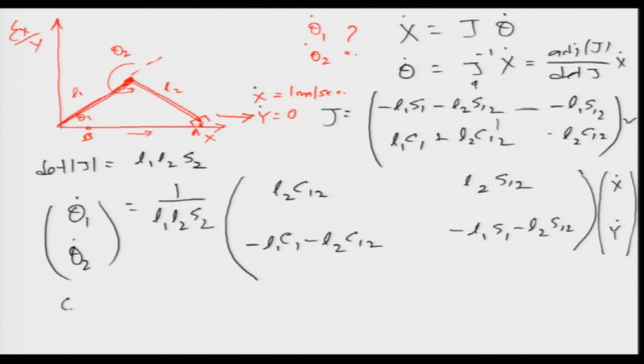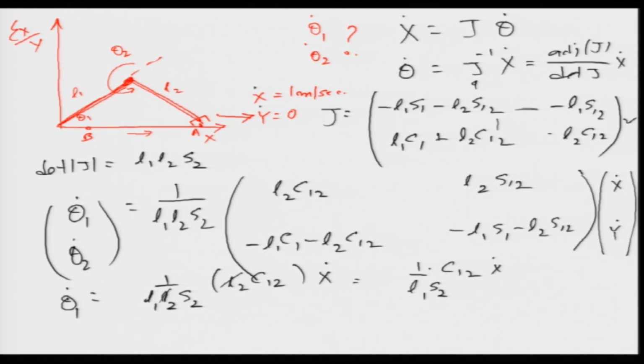If I want to find, for the first one, theta 1 dot is equal to 1 by L1 L2 sin theta 2, into this, into x dot. So, what is that equal to? L2 cos theta 1 2 into x dot. When we get that, we see that L2 and L2 will cancel. So, what we will be getting is 1 by L1 sin theta 2 times cos theta 1 2 into x dot. That is my first velocity of the joint, which we are getting as cos of theta 1 2 over L1 sin theta 2.